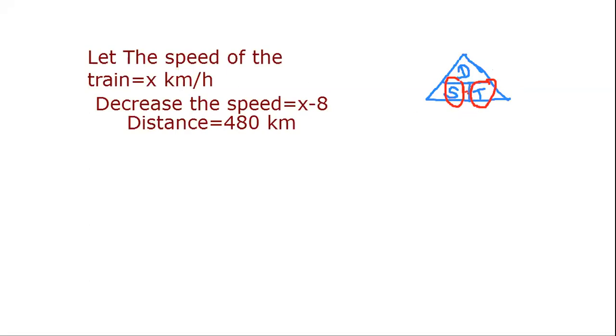Okay, you got my point? When you have to find speed, the formula will be D upon T, distance upon time. If you want to find the time, then it becomes distance upon speed. If you want to find distance, then distance equals speed into time.